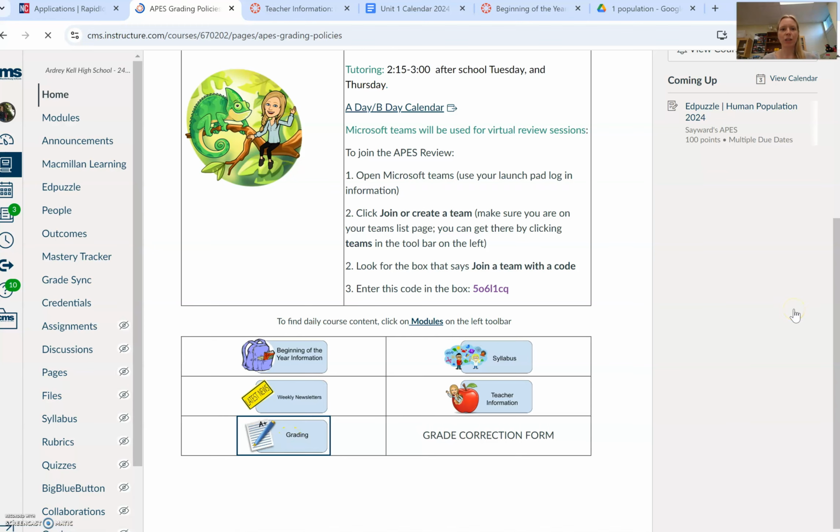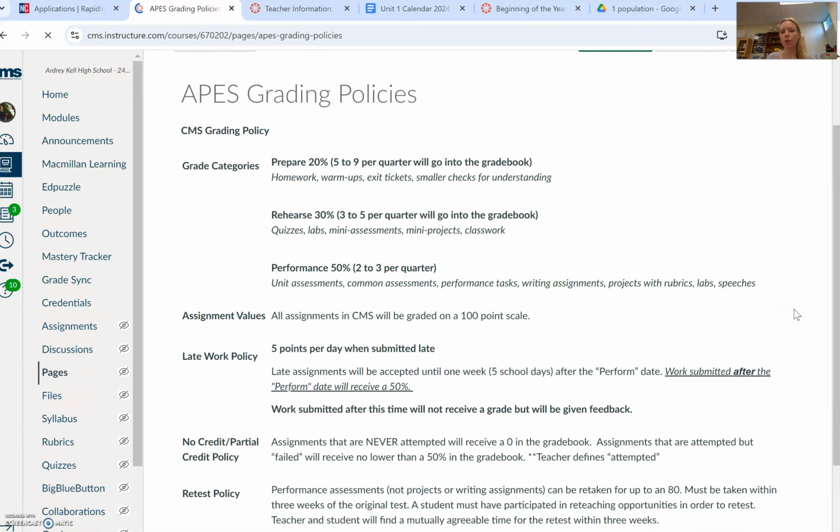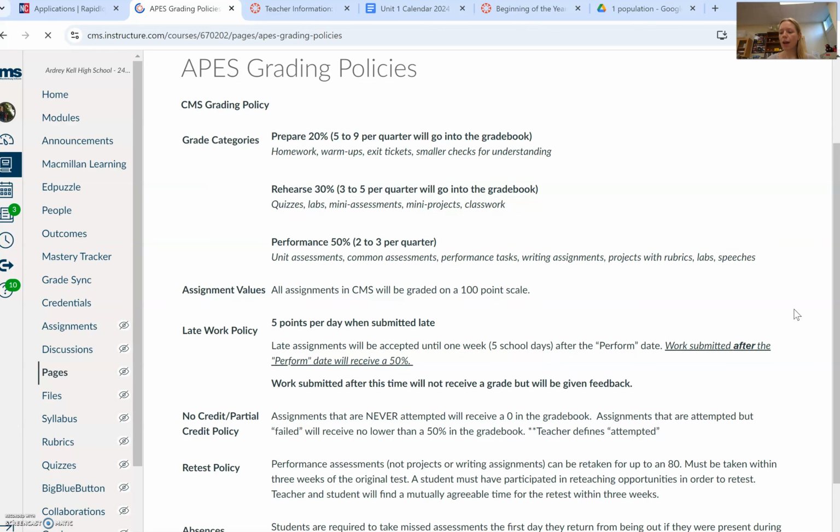One of the other pieces we wanted to hit upon for you is the grading policy. Our district breaks grades down into three categories: prepare, rehearse, and perform. Every quarter there are two units, and in each unit we will have about three to four prepares. The prepares consist of the Edpuzzle lectures, which count as one grade for each unit, one to two. The other prepare grades are things like their classwork, things they do during the class period, either as independent practice or group work.